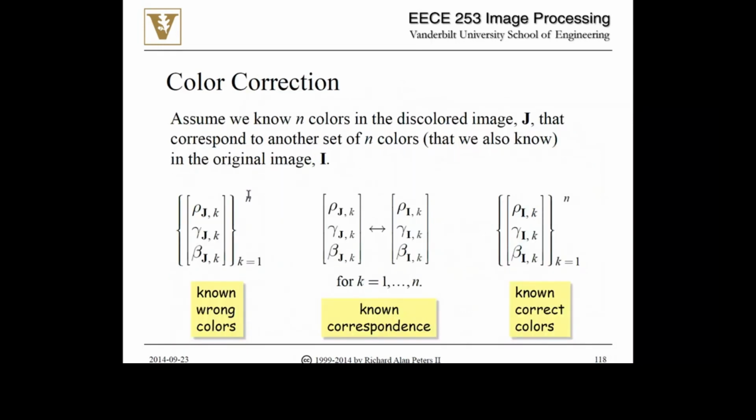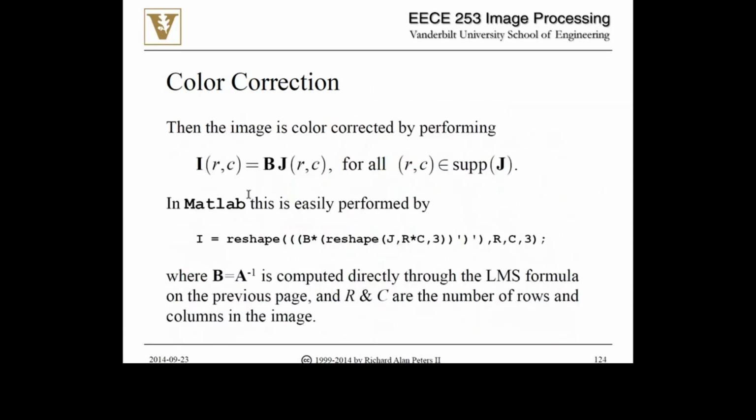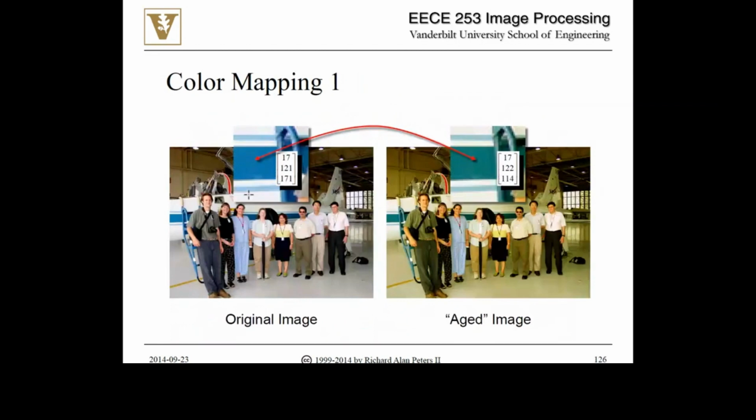So let's say that you have pairs of correspondences. Let me go again to the example. So you know what the correspondences are. You know that this color here should actually be this one. So 17, 122, 114 has to be 17, 121, 117. Well, what is the main change here? In which channel? The blue channel. So in the blue channel, we have to make it more blue.